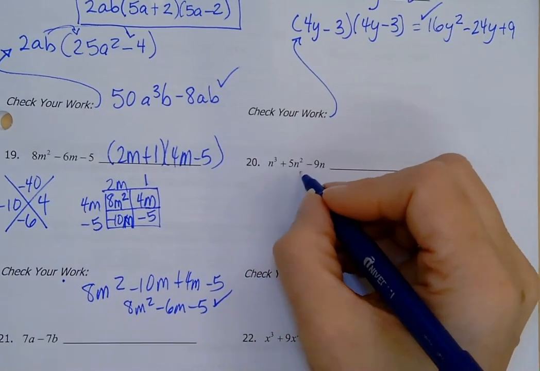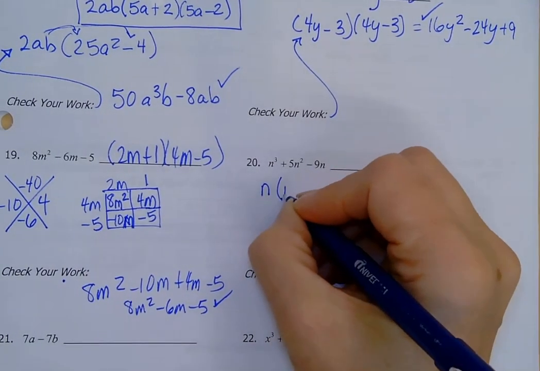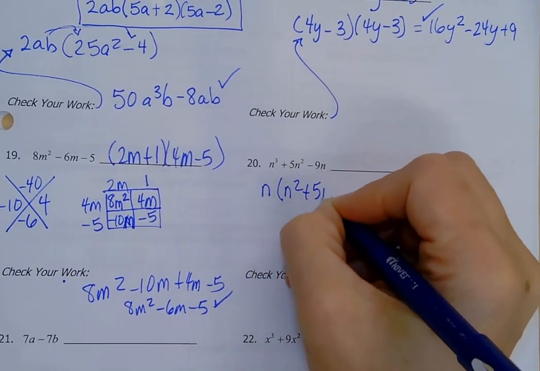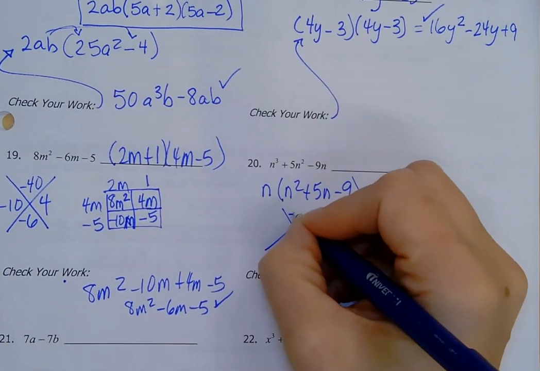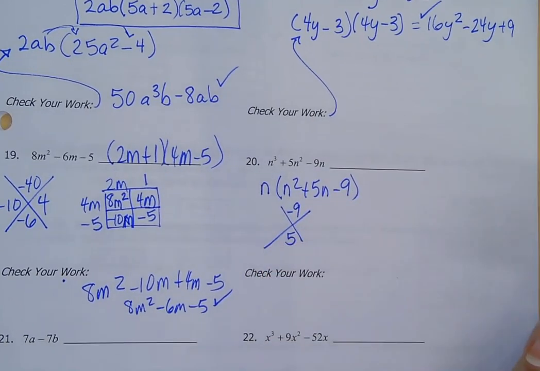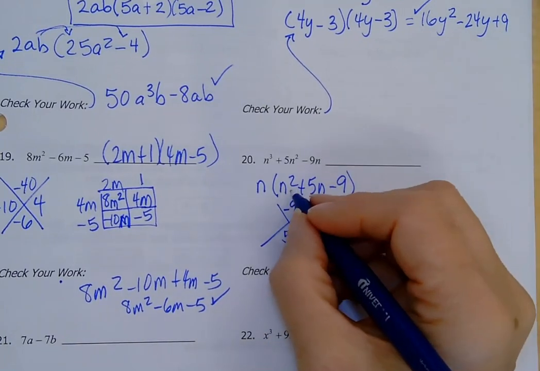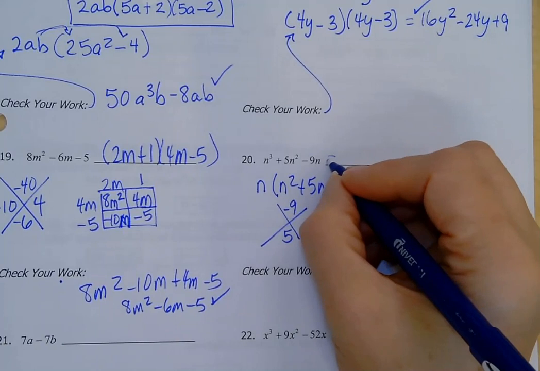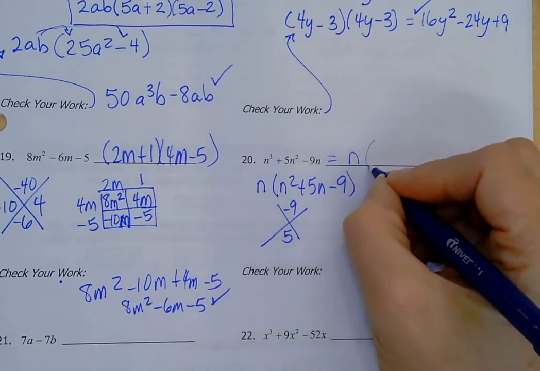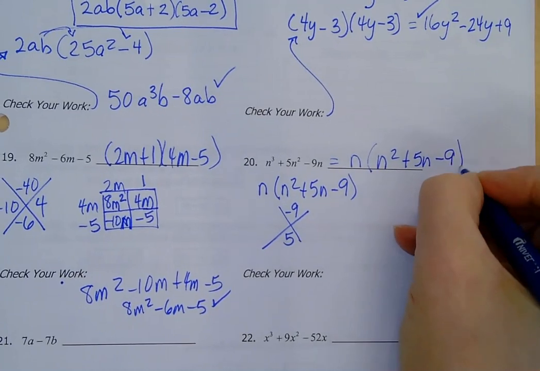Okay, n cubed plus 5n squared minus 9n. I'm going to pull an n, so I have n times n squared plus 5n minus 9. I need two numbers that multiply to give me negative 9 and add to give me 5. And that can't happen, right? That's not a thing. So this trinomial is prime, but I was able to pull something out. So I'm going to just leave my answer as n times n squared plus 5n minus 9.